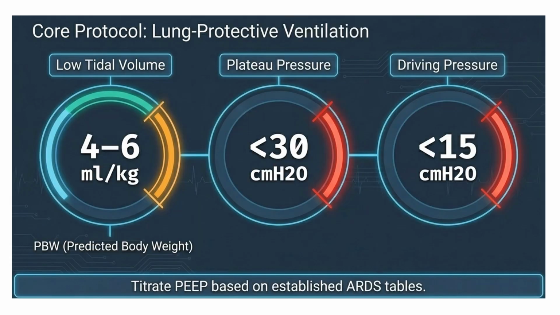Another important protocol is lung protective ventilation. This is very important. Here we have to maintain a tidal volume of 4 to 6 milliliters per kilogram, plateau pressure less than 30, and driving pressure less than 15. According to the PEEP based chart, we'll adjust the ventilation. The main core is lung protective ventilation, low tidal volume.